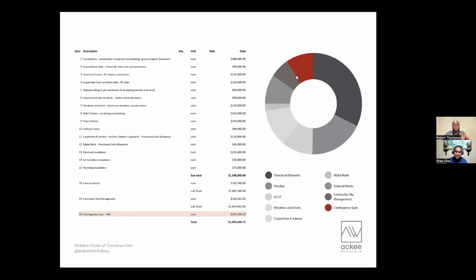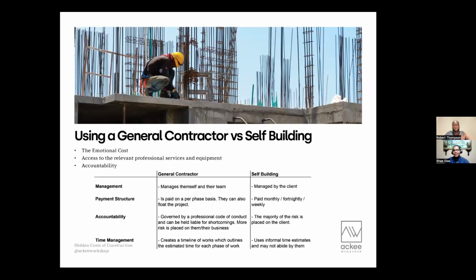Okay, so with all these numbers and all these scenarios, you might be wondering, is it worth it to hire a general contractor or should I just build for myself? And there are certain things you need to keep in mind when making this decision. So we go through them, we go through the management. So the general contractor would most likely be a business. So they would have to manage themselves and their team, while with self-building, the management is totally on the client. With payments, the general contractor would have a timeline and would be paid on a per phase basis.